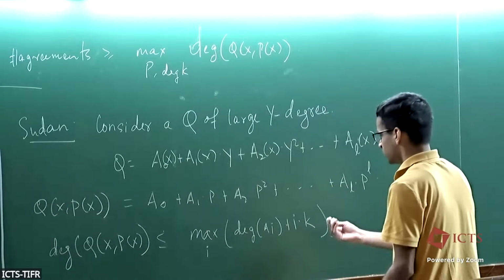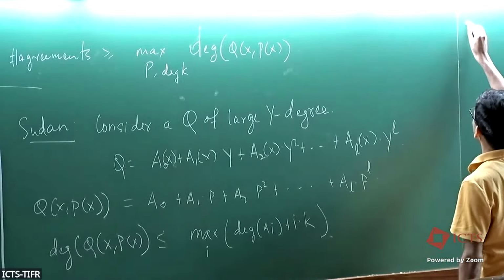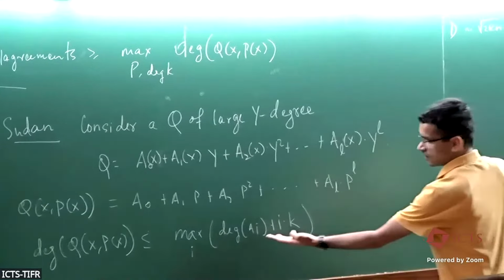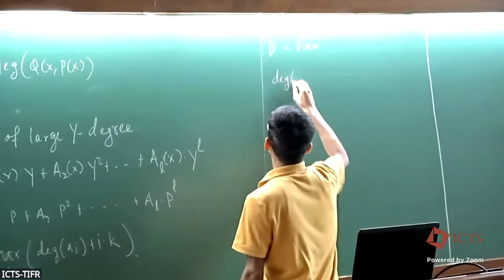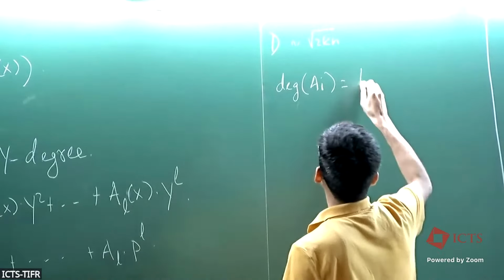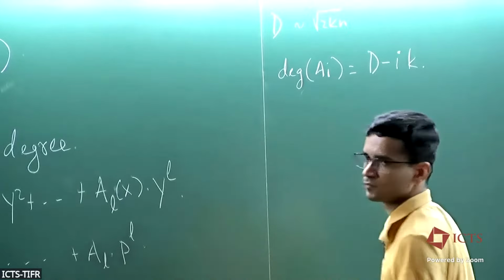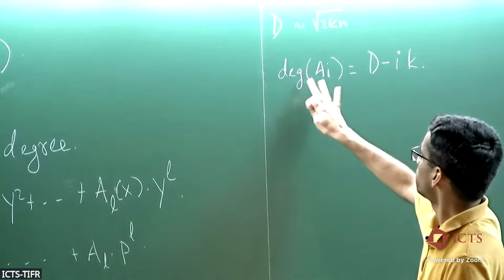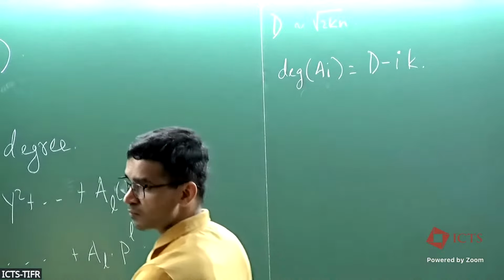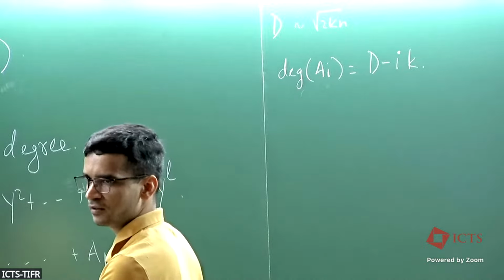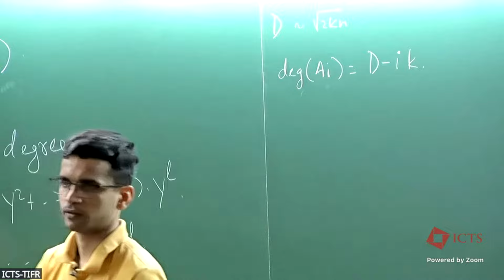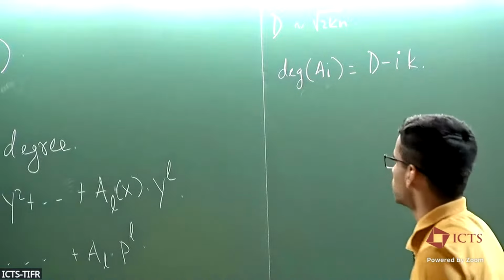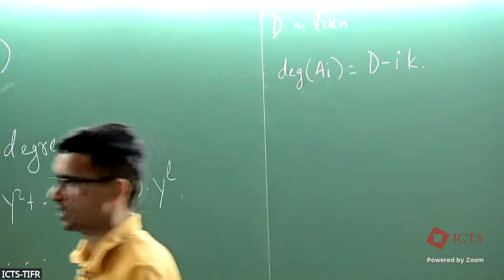So if you stare at this, we will pick a parameter D that we are going to set later, but D is going to be roughly square root of 2kn. And we will set the degree of A_i to be D minus i times k. Is that okay? If A_i is set to be D minus i times k, then all of these terms are going to be degree capital D. So this quantity is going to be of degree capital D. Good. Great. So given this in mind, let me write the algorithm and then we'll analyze it.